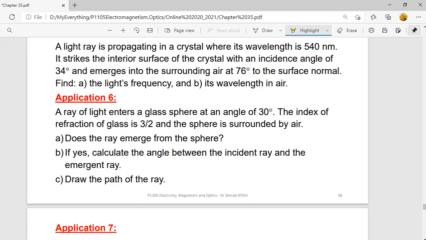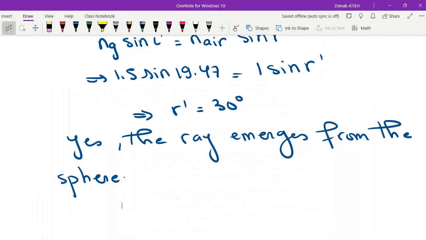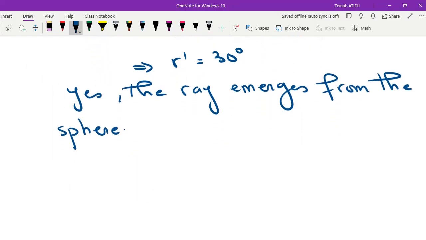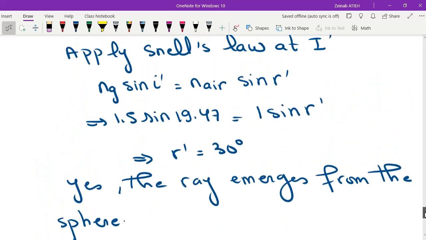The angle between the incident ray and the emergent ray is in reality the angle of deviation. Meaning, between when we first entered and when we finally emerged, how much bending did the ray undergo? This is called the angle of deviation, theta d. He's asking for theta d. This is part B. Let's take a look at the figure. Where's theta d?